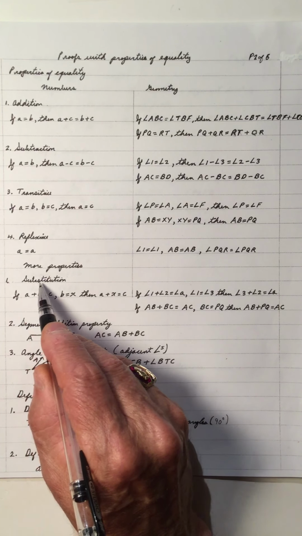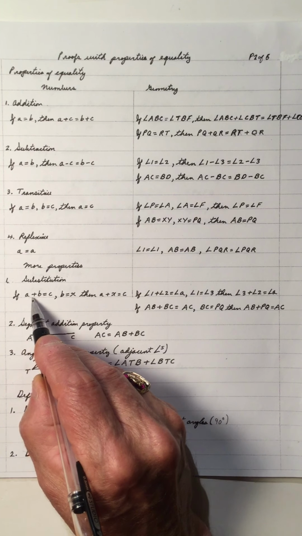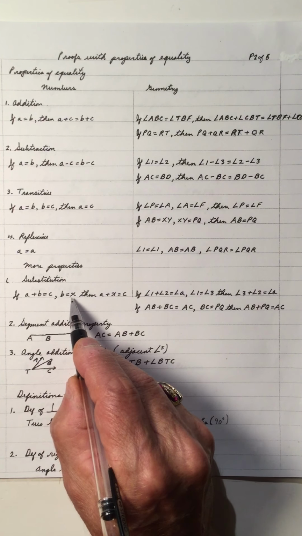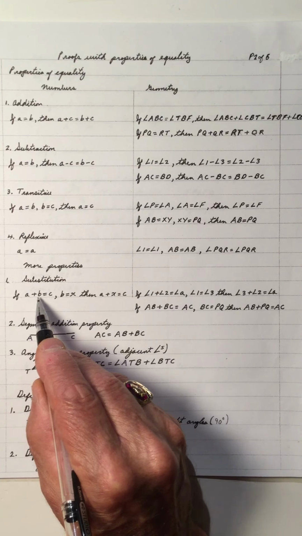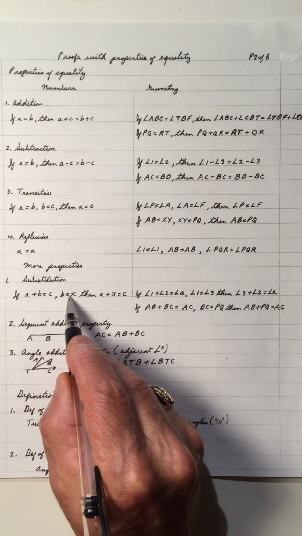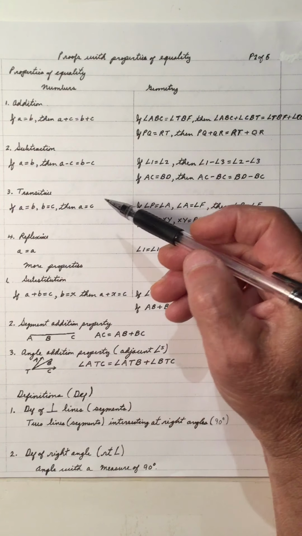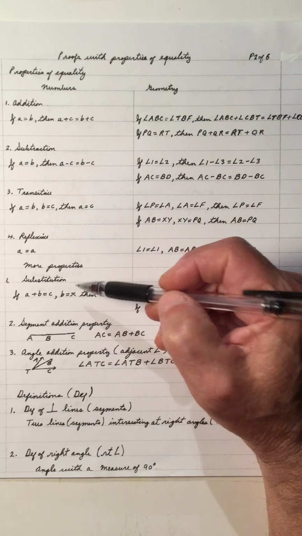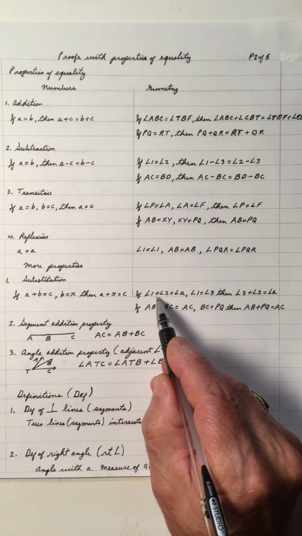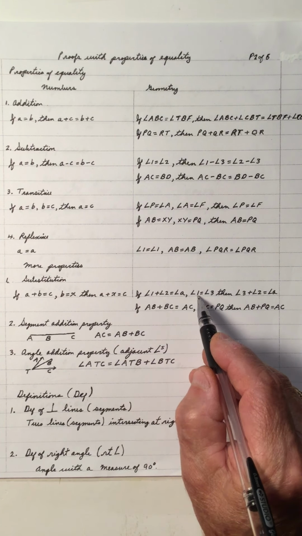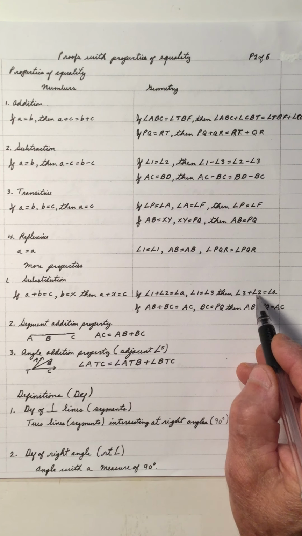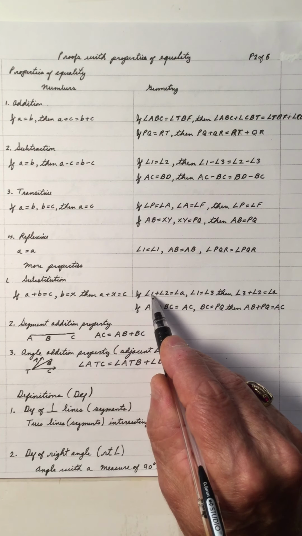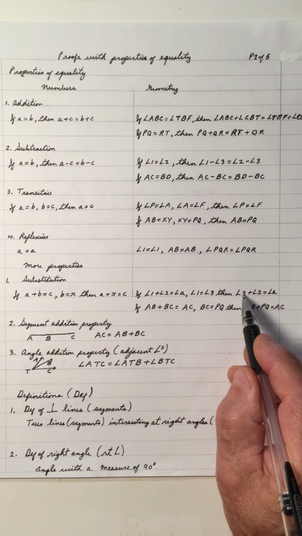And next would be substitution. If A plus B equals C and B equals X, then A plus X equals C. Notice the B is being replaced with the X. We call it substitution. Very similar to transitive, but a little bit different. If angle 1 plus angle 2 equals angle A, and angle 1 equals angle 3, then angle 3 plus angle 2 equals angle A. The angle 1 is replaced with the angle 3.